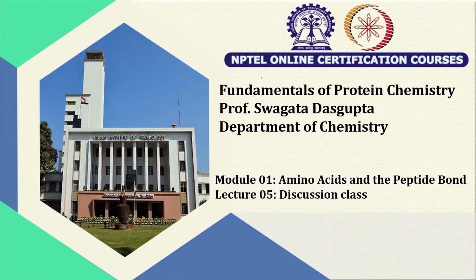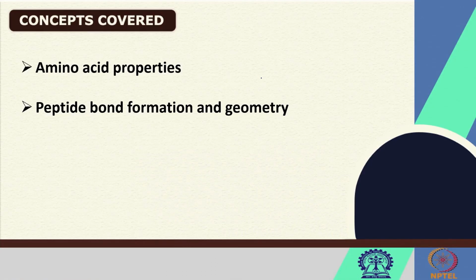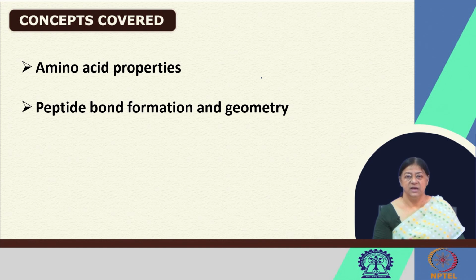Complete module 1, which describes the amino acids and the peptide bond, we will have this discussion class. In this class, we will revisit the amino acid properties, the peptide bond formation and geometry, and look at some more characteristics and how their identification, how an understanding can be obtained from the previous lectures that we have had.